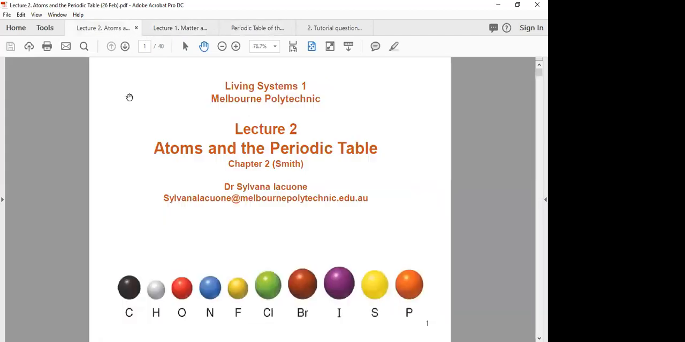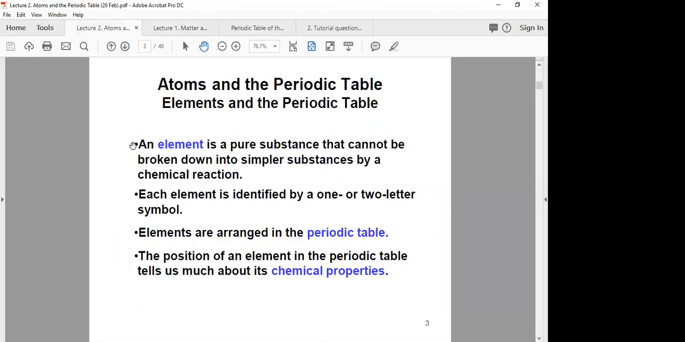Now, let's begin our lecture tonight, lecture 2, Atoms and the Periodic Table. Once again, what is an element? It's one group of pure substances, and these can't be broken down into simpler substances by a chemical reaction. Each element is identified by a 1 or 2 letter symbol, and we'll look at that in just a moment. All the elements known to man are arranged in the periodic table of the elements.